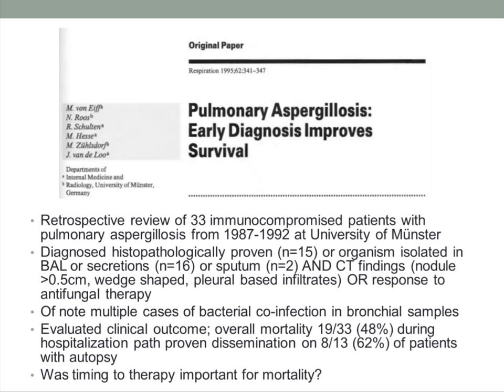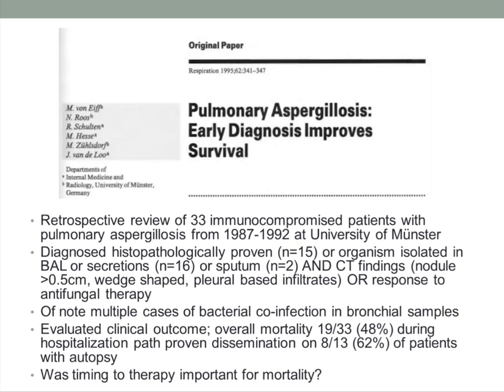There's not much data. So this is a study from 1995 looking at 33 immunocompromised patients with pulmonary aspergillosis. The histopathology proven cases were 15 of those, about half. And then they were able to actually grow a fungal organism. There's a lot of bacteria, which we'll show in the next slide. In 16 of them, they had to have that criteria as well as CT findings. So this is before we have the consensus definitions, but you can see they're using similar things.